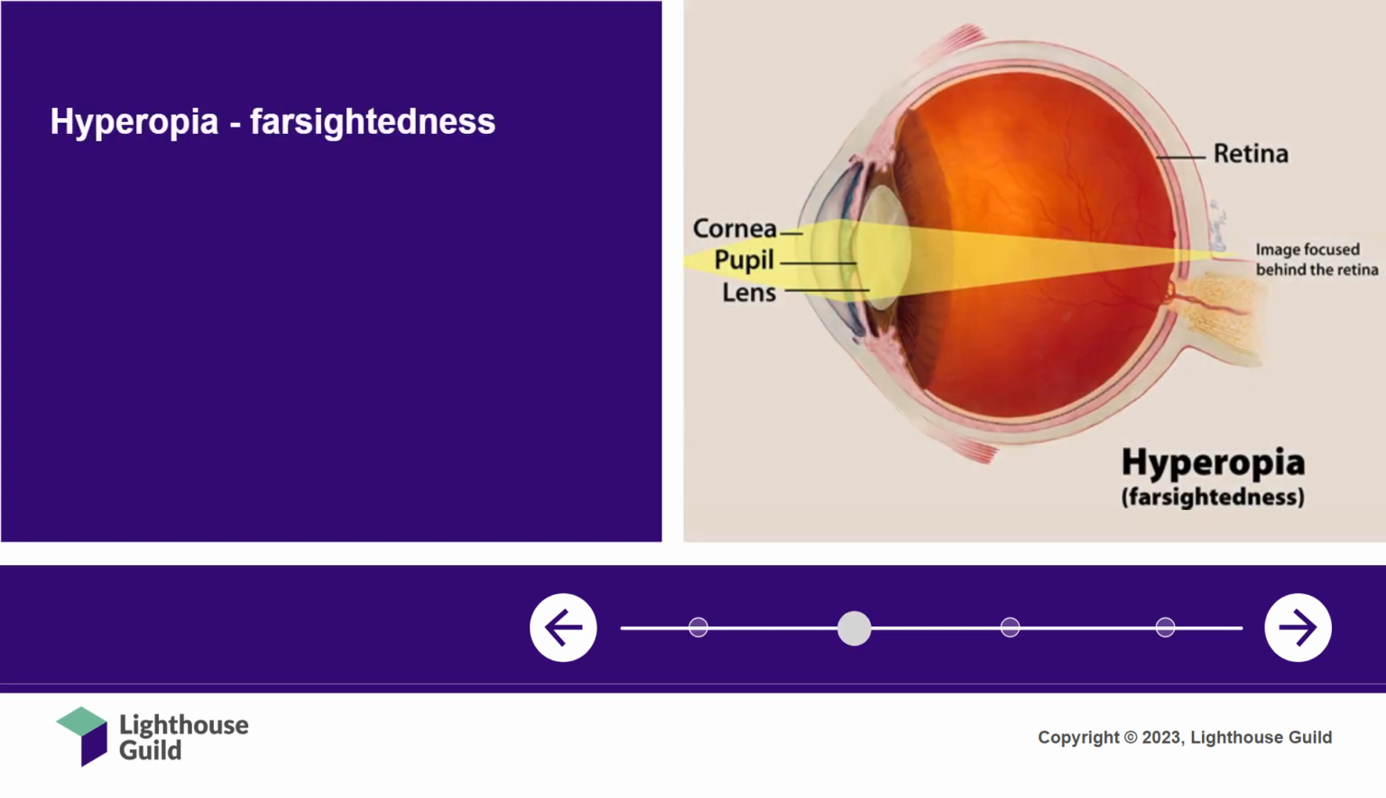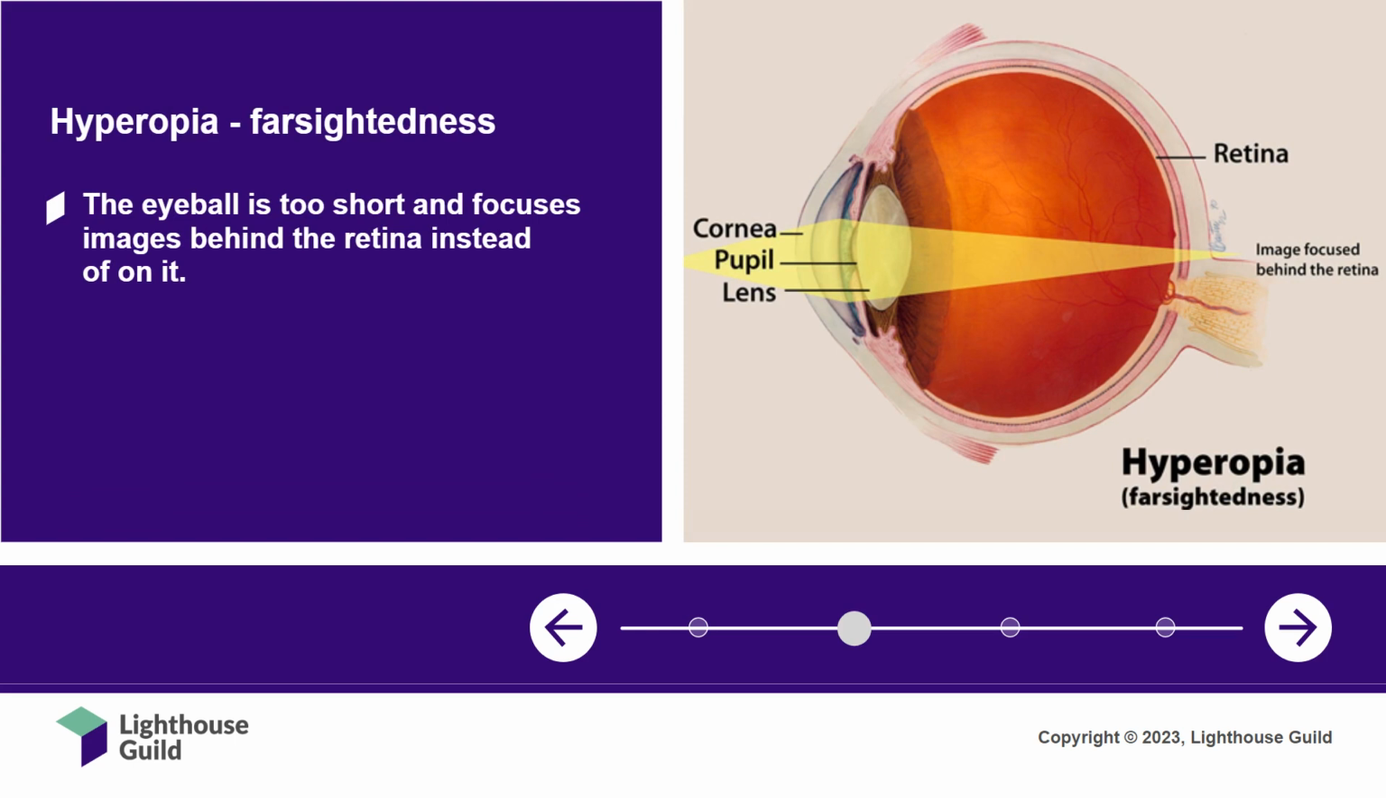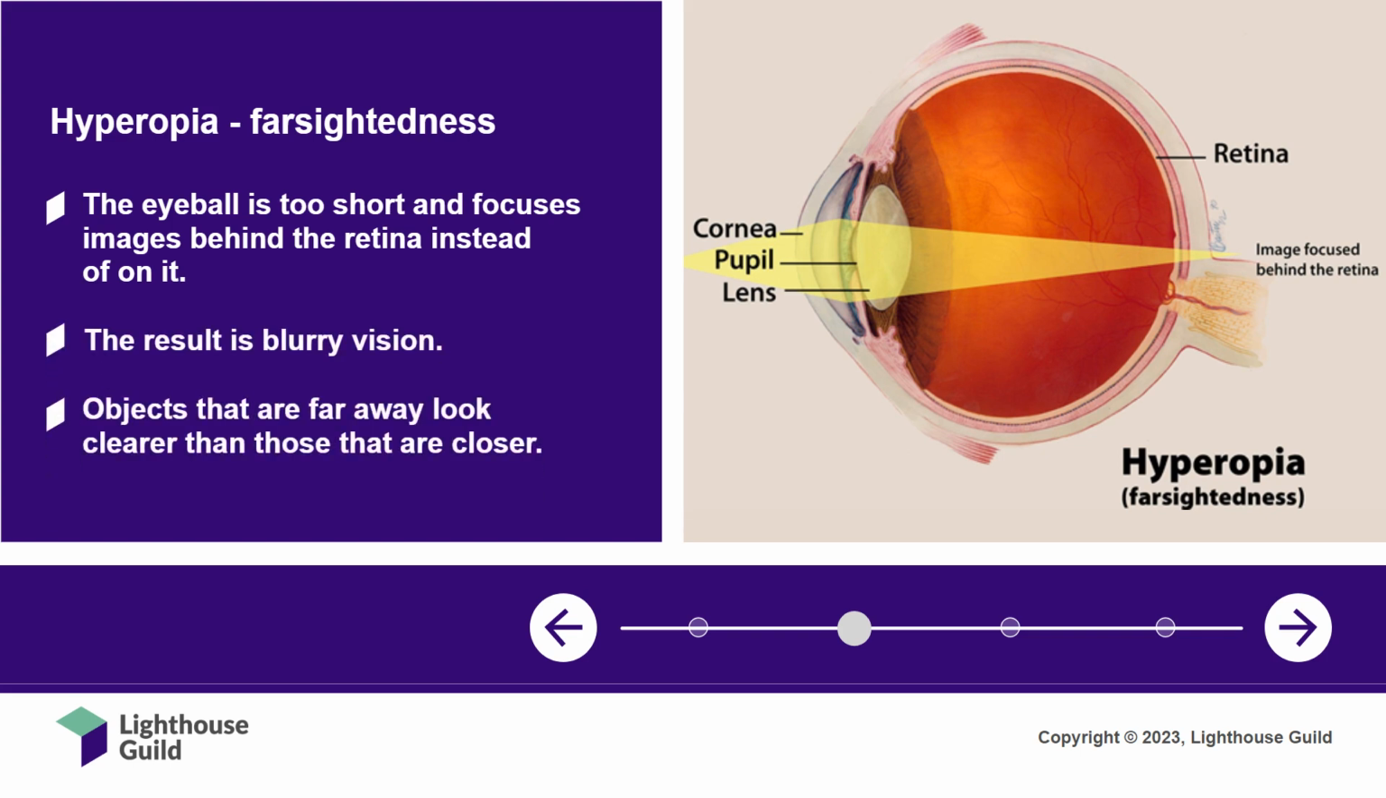With hyperopia, more commonly known as farsightedness, the eyeball is too short, and it focuses images behind the retina instead of on it, again resulting in blurry vision. This causes objects that are far away to look clearer than those that are closer. If you have significant hyperopia, all objects may appear blurry, whether they are near or far.